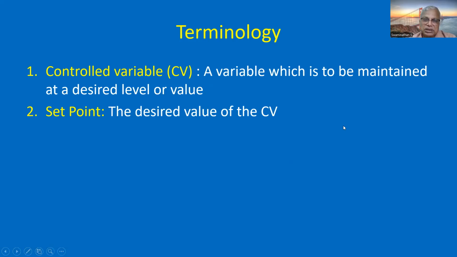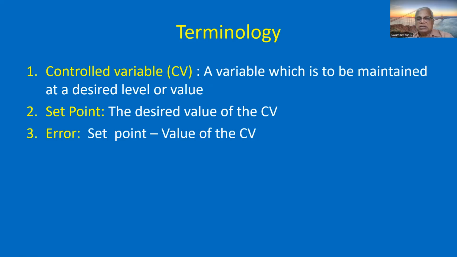The third one is error. The error is the difference between set point and the value of the controlled variable. The difference, set point minus the value of the controlled variable, is called error.